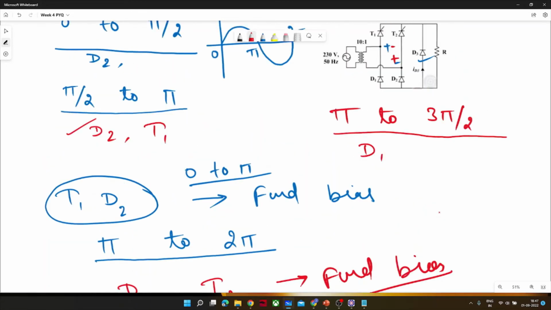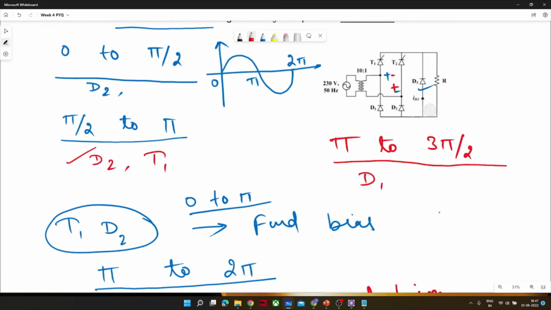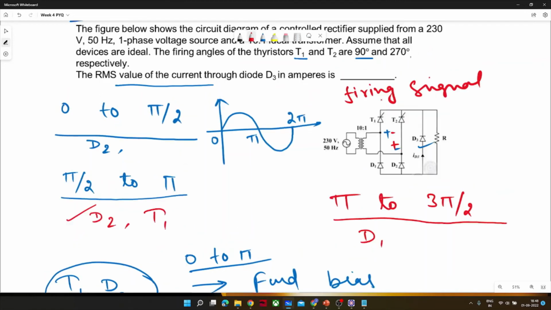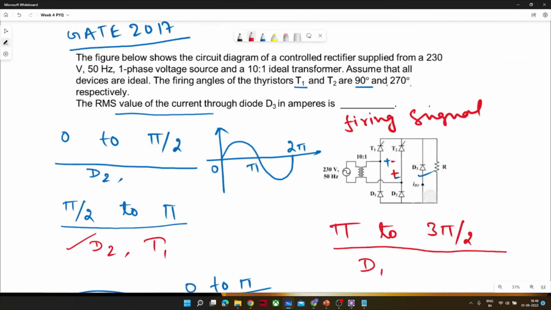If a diode is forward biased, it would conduct. But if a thyristor is forward biased, it is not guaranteed that it will conduct. We have to give the turn on signal to the thyristor, which is known as the firing pulse. Then it will conduct. That firing angle is mentioned here as 90 degrees and 270 degrees. We are not giving it at 0, we are giving it at 90 degrees and here at 270 degrees, periodically. Is it clear, Sai?